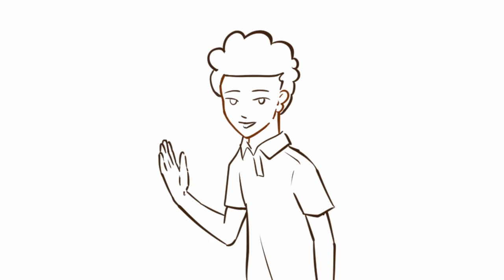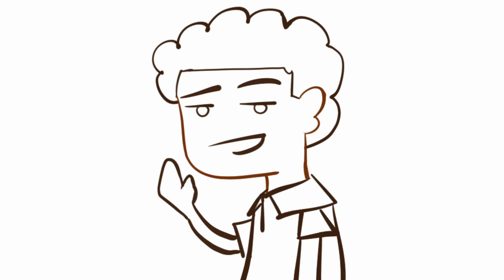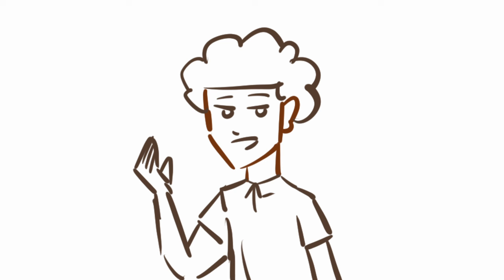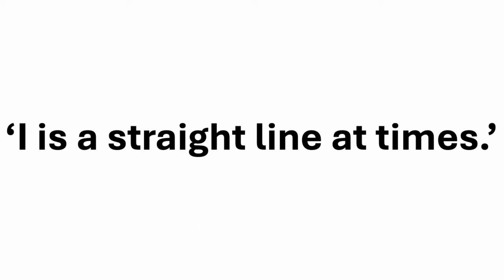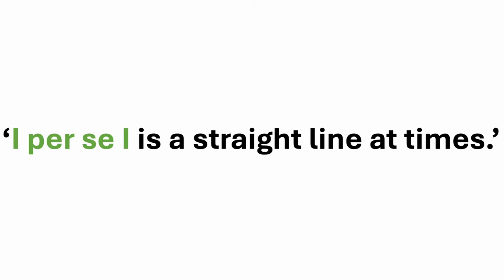Some letters in the alphabet are also words, like A or I. But if you were referring to the letter specifically, you need to do something to differentiate it from the word's meaning. So people used "per se" to specify they were talking about the symbol rather than the word. Kinda like how we use quote unquote to specify a word from a sentence. If I said "I is a straight line at times," you'd think I'm talking gibberish. So to make more sense, I'd need to say "I per se I is a straight line at times."